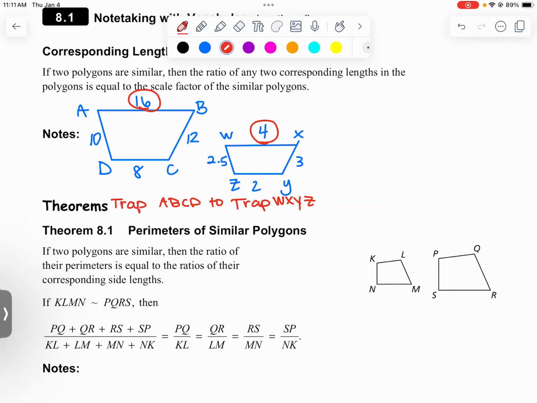So I can multiply all of those sides by 4 to get WXYZ? Yeah. Seriously? The water bottle.